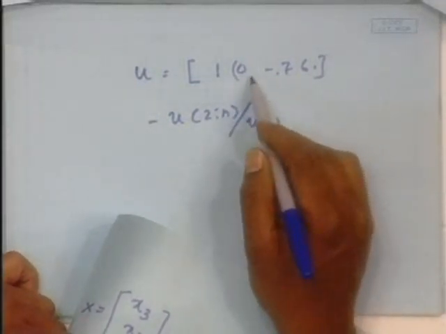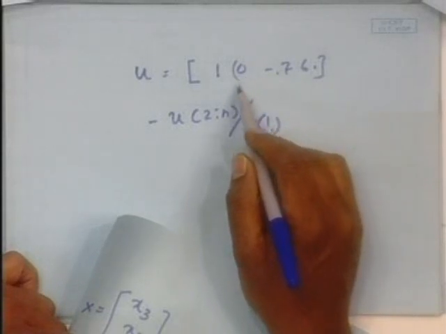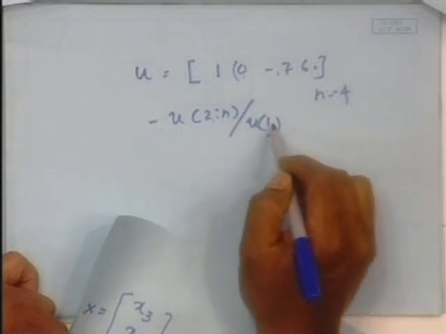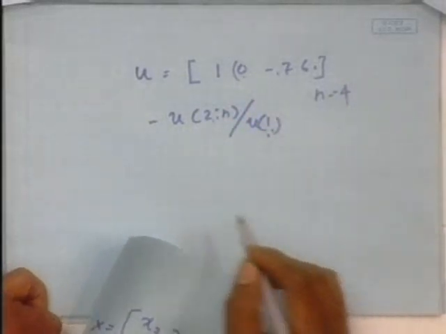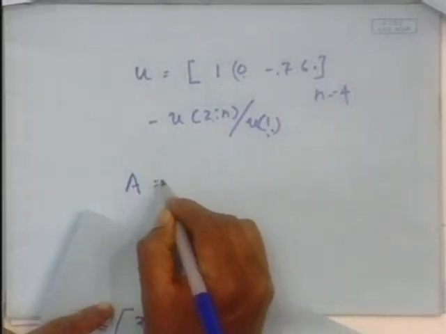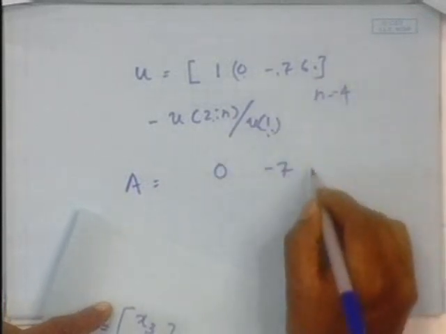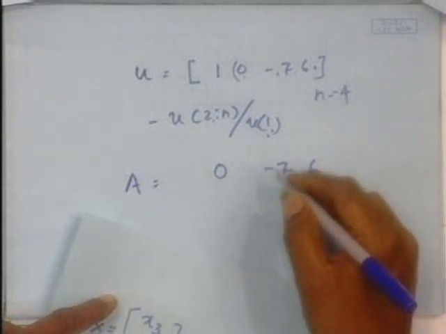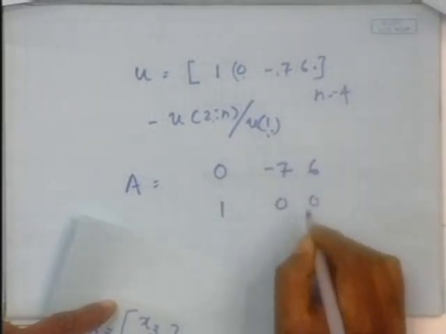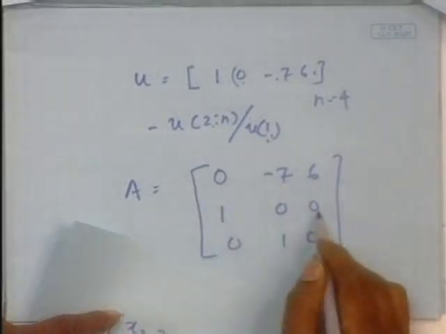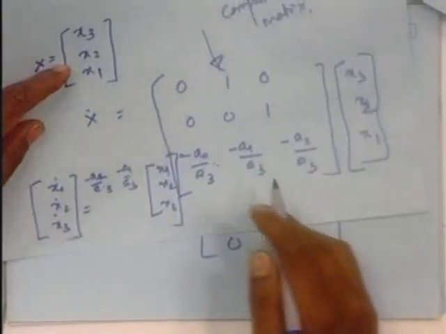So, that means it will be a 3 by 3 matrix having 3 elements in the first row, because n is equal to 4 here, is it not? So, you can write the first row of that matrix A, let us say, to be minus 0 divided by 1, minus minus 7 divided by 1, then minus 6 divided by 1, and the next rows will be like this, like 1, 0, 0, 0, 1, 0. It is like reversing this.